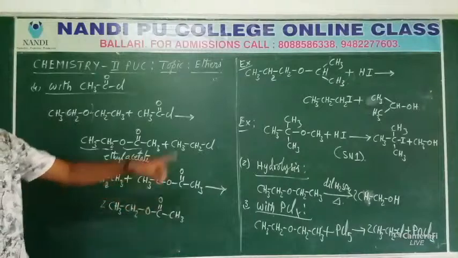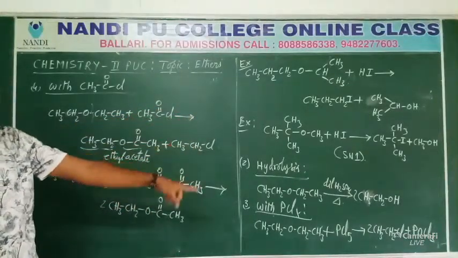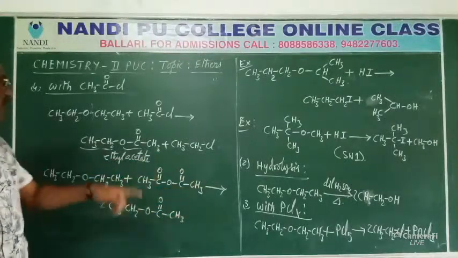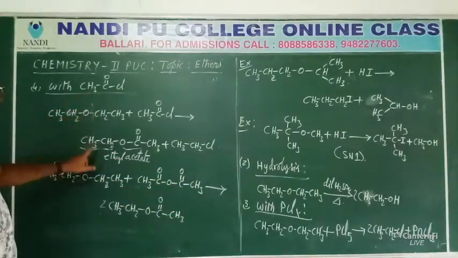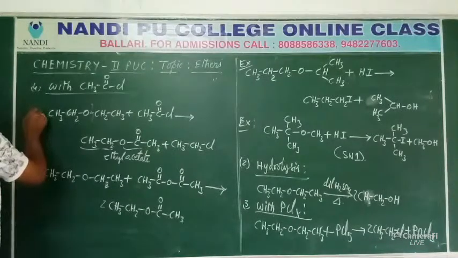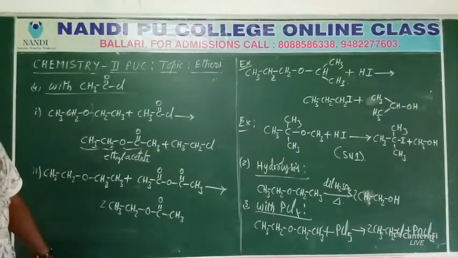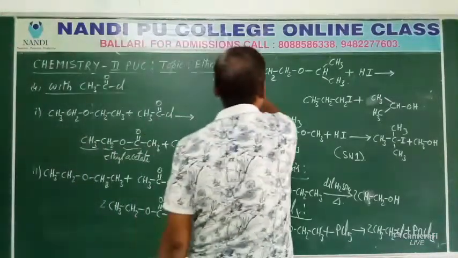Hydrolysis, first one with alkyl halides. Hydrolysis with PCl5, with acyl chloride, acidic anhydride. This is the second reaction. This is 1, this is 2. And then with halogens.